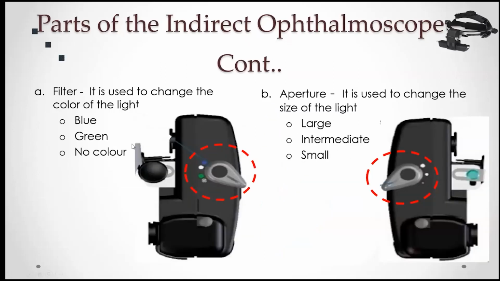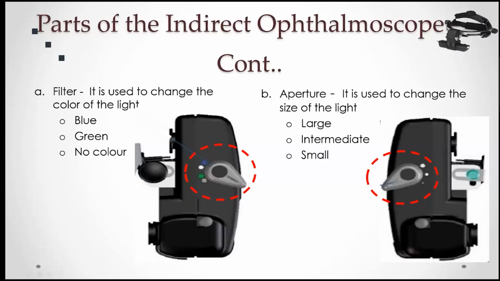So in the filter, there are 3 options, sometimes 4 options, according to the model. In this one, there are 4 options: blue, green, and diffuser. And this is no color. No color means you can get the ideal color of the bulb, the natural color of the bulb. If you keep the lever here, you can get the natural color of the bulb. Usually it's sunlight color.